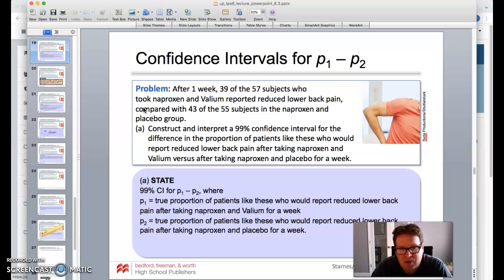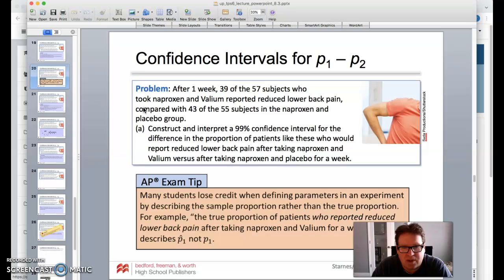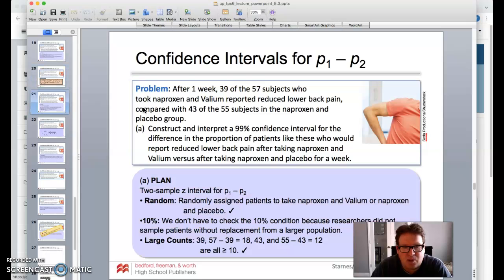Naproxen and Valium was P1, naproxen and placebo was P2. All right, so we've got those. Now, a good exam tip here: make sure that you're defining the parameters in the experiment, and that you're using those proper labels as we're going through.